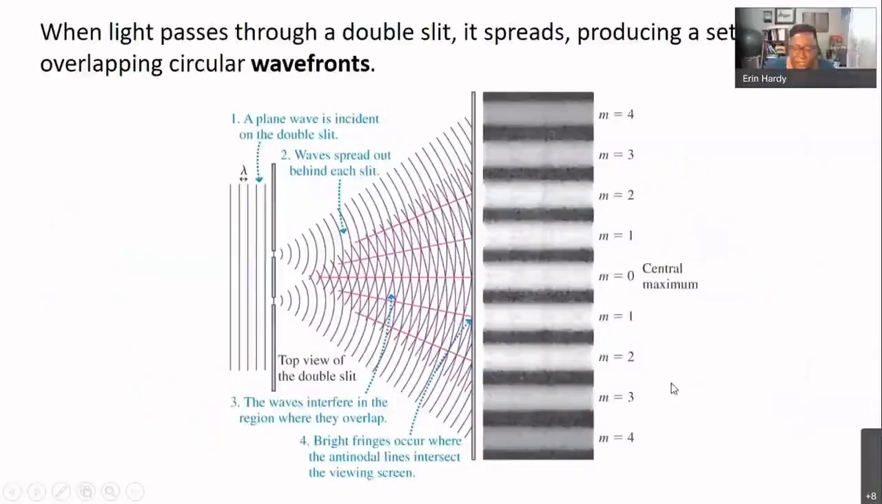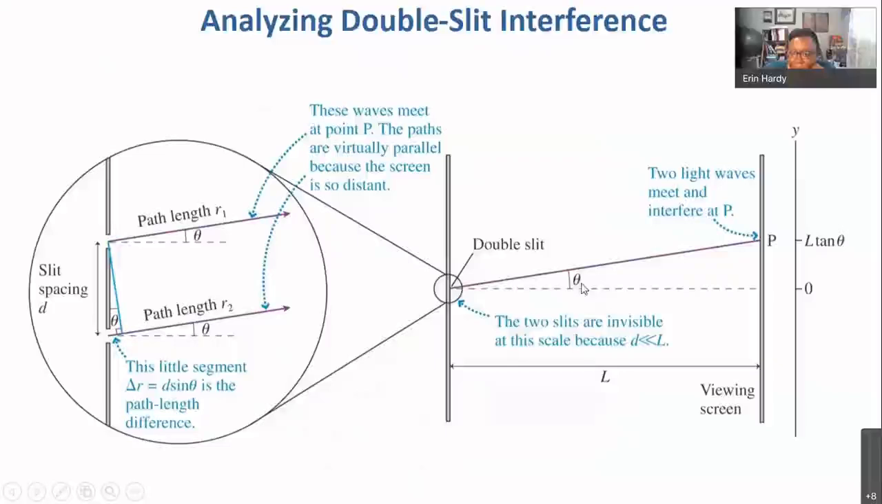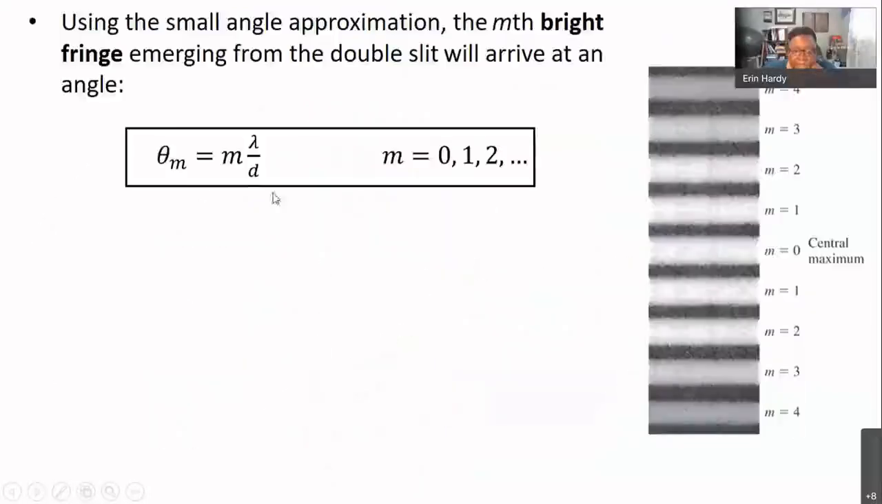In other words, m equal to 0 would have a theta of 0, because L and that perfectly horizontal antinodal line literally overlap. But for each higher order m value, theta is going to get bigger and bigger. So there's not one theta that applies to every bright fringe. We'll have to introduce a subscript so that we can tell the difference between the angle theta for m equal to 1 and the one for m equal to 4.